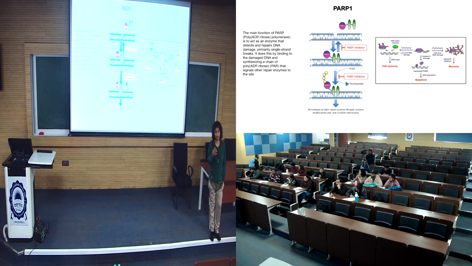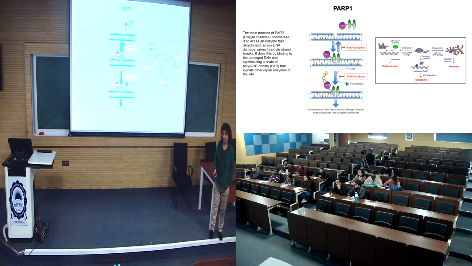But in many cancers, BRCA1, BRCA2 are deleted because they are tumor suppressors. Cancer cells have a habit of getting rid of tumor suppressors. So they get rid of BRCA1, BRCA2, then the cells are entirely dependent on PARP to repair DNA damage. In that case, if you inhibit PARP, normal cells don't care because they have BRCA1, BRCA2, but tumor cells will die. That is synthetic lethality.